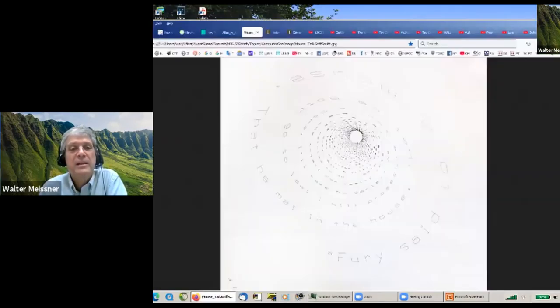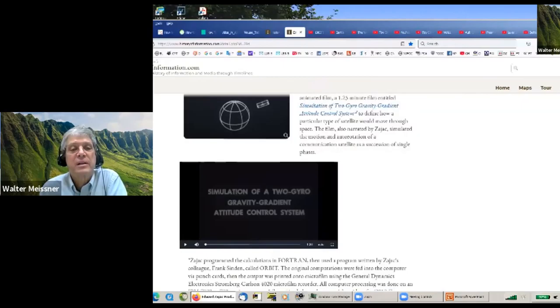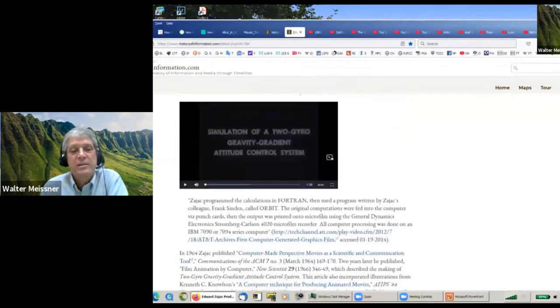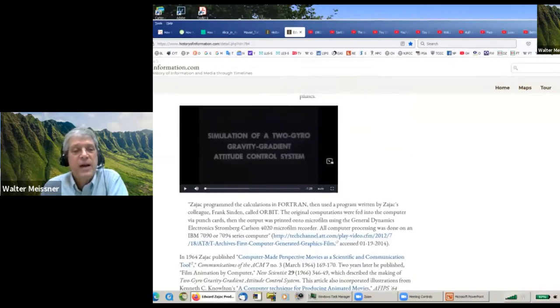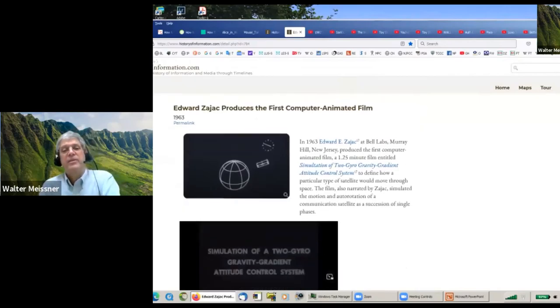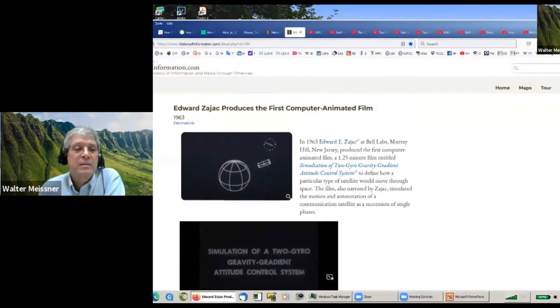Now the next thing I'd like to show is a vector graphic program done at Bell Labs in 1963 by Edward Zajac. And I have to thank Griff for finding this for me because he sent it to me. What it is, is there's a model of the Earth and a model of this rectangular orbiting body that's going around it.